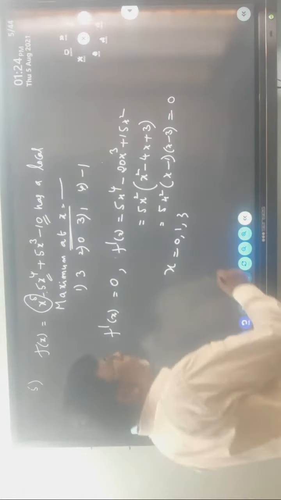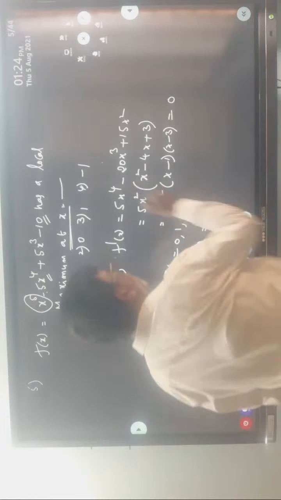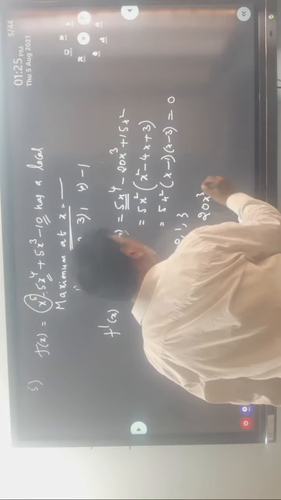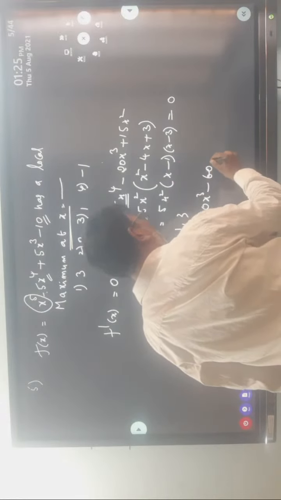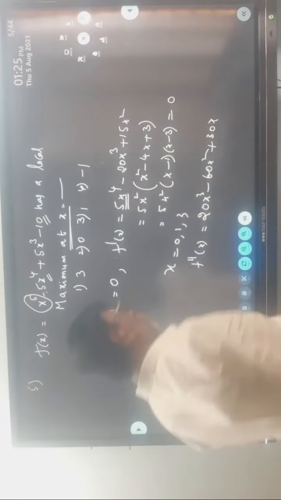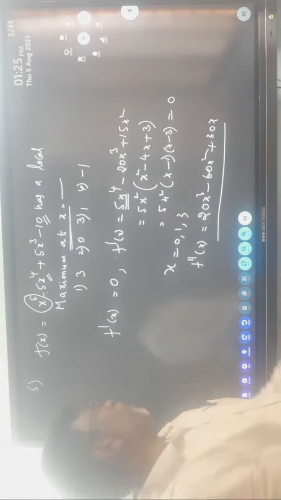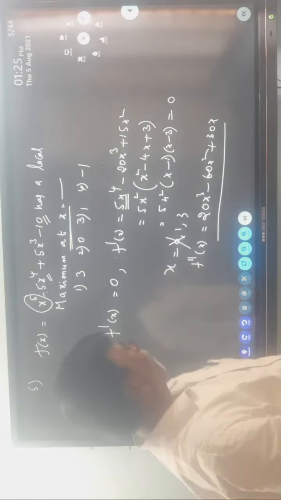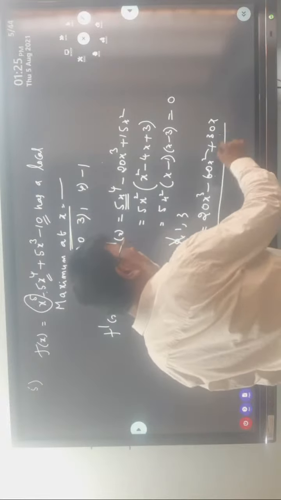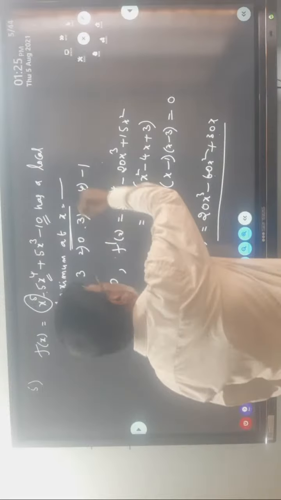Now we go for f double dash x, which becomes the derivative again: 20x cube minus 60x square plus 30x. Suppose x is 0, f double dash x is 0, so neither maxima nor minima at x equal to 0 is possible. If you take x equal to 1, 20 minus 60 plus 30 is minus 10, less than 0. Less than 0 means a local maxima.